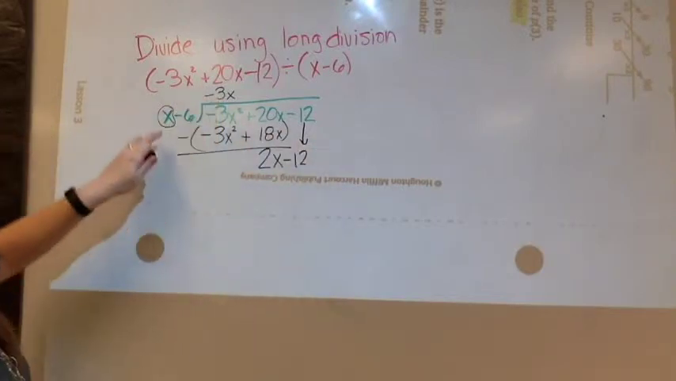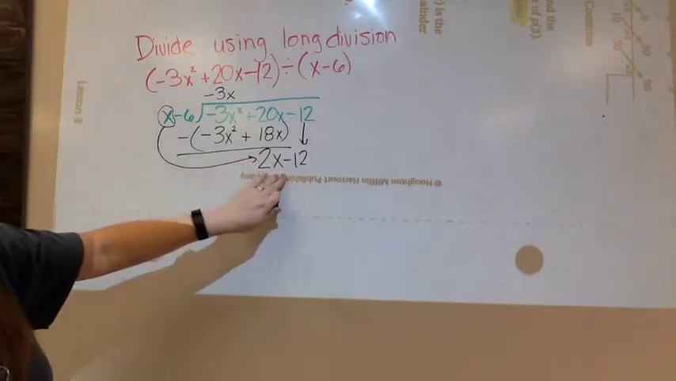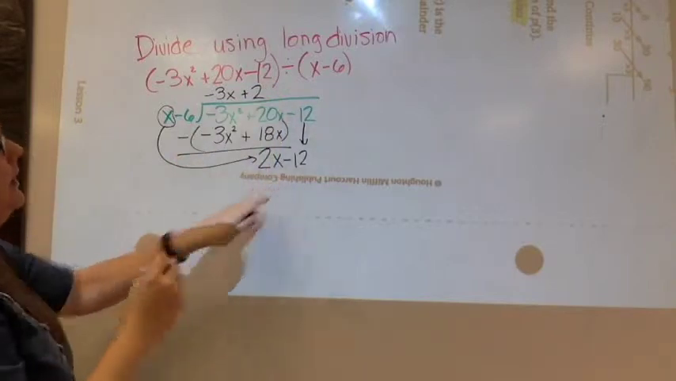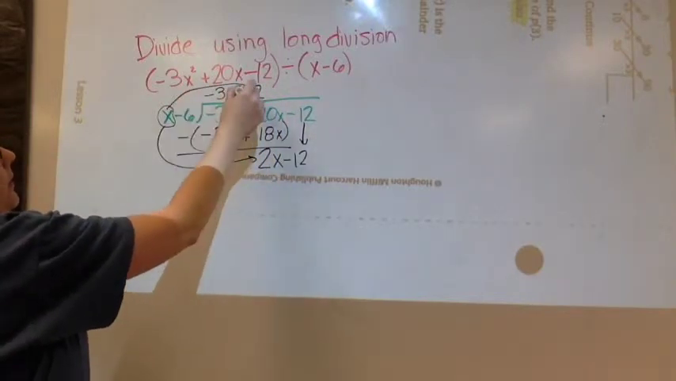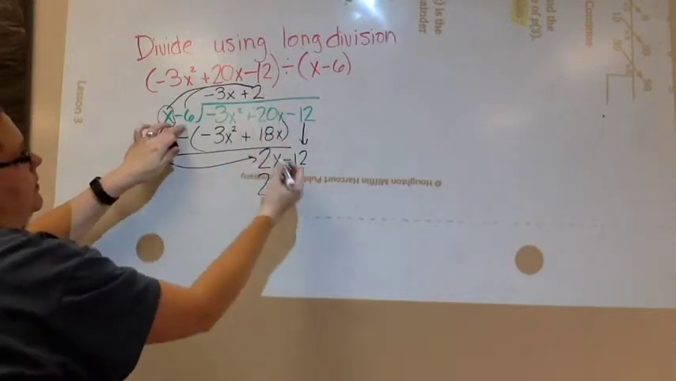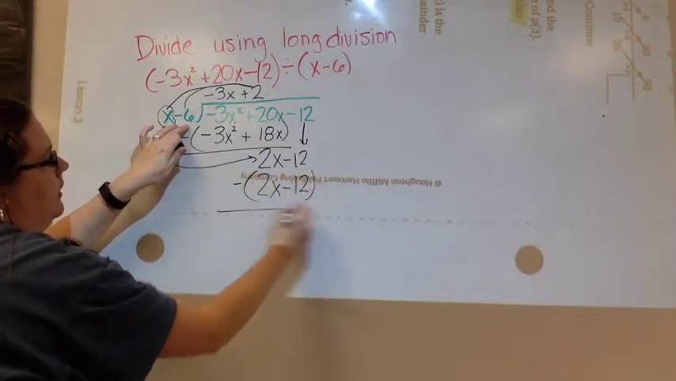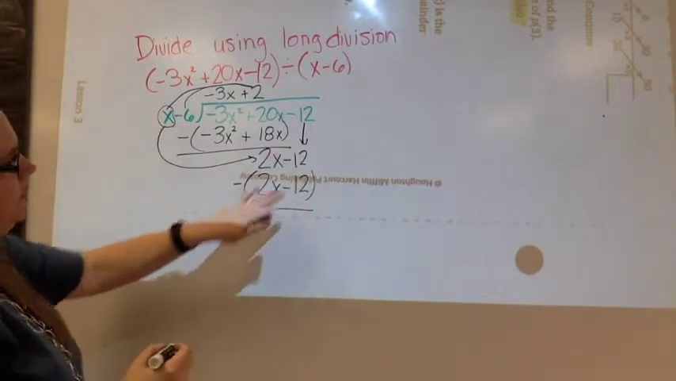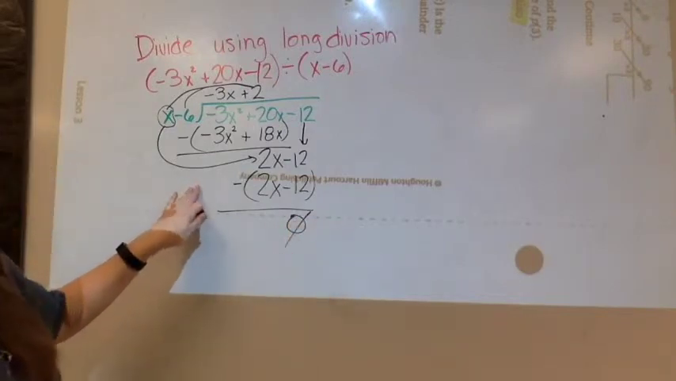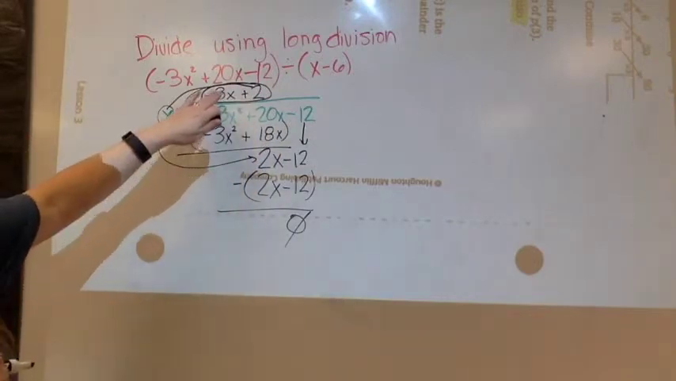And then ask yourself, how many times does x go into 2x? X times what is 2x? Of course, x times 2 is 2x. So we're multiplying. 2 times x is 2x. 2 times negative 6 is negative 12. When you subtract, 2x minus 2x is 0. Negative 12 minus a negative 12 zeroes out also. So on this one, you have no remainder. So your answer is simply negative 3x plus 2.